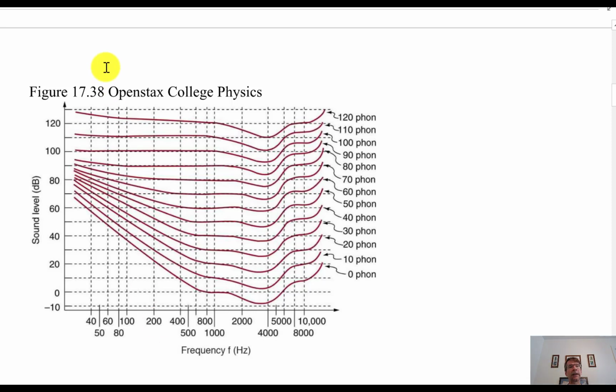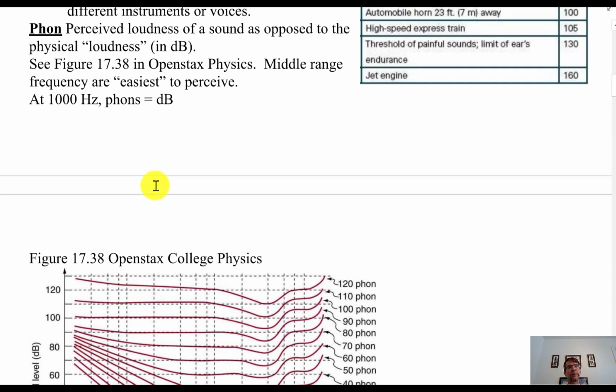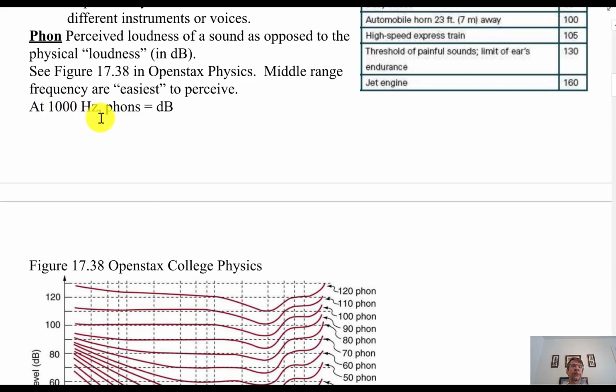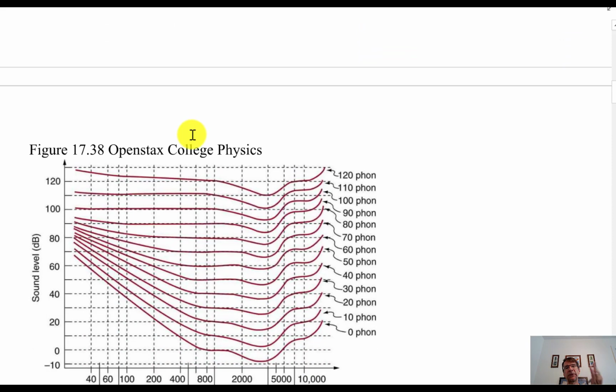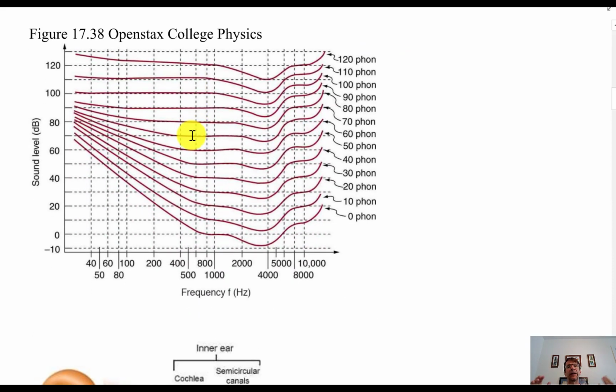Now, what I did say, I sort of skipped it. I can go back up here. At 1,000 hertz, by definition, the level of fans equals the decibels. That's your perceived loudness, what you feel how loud it is.